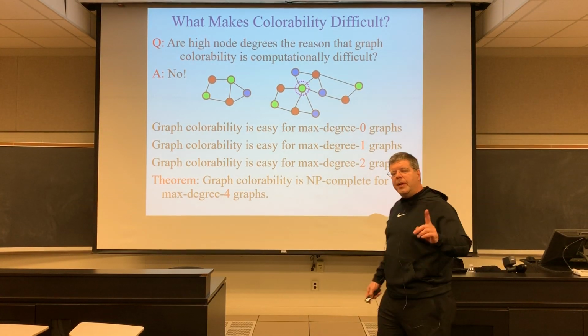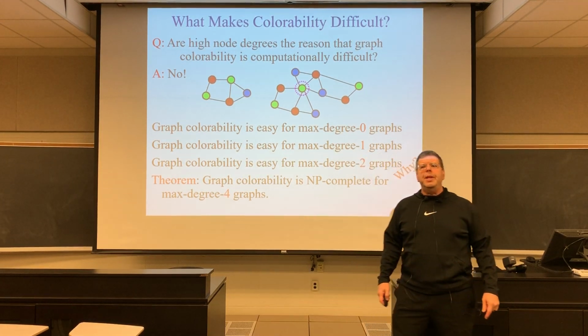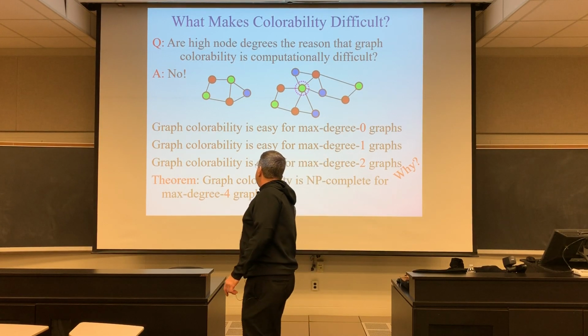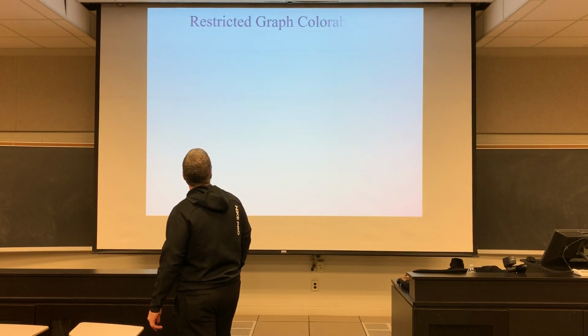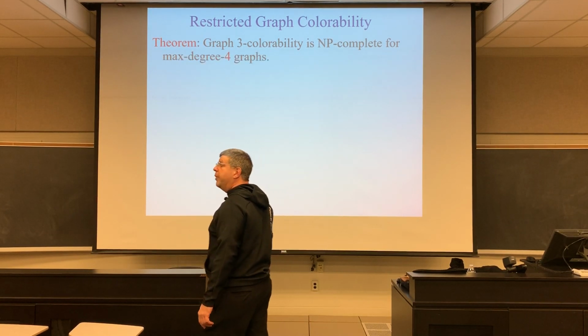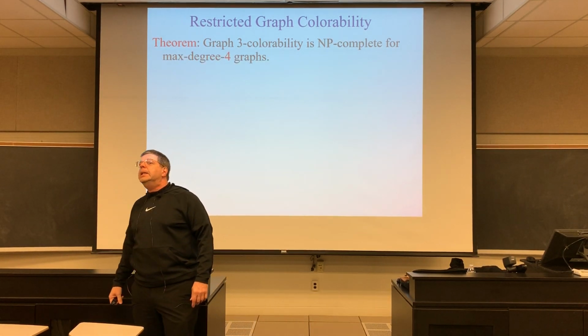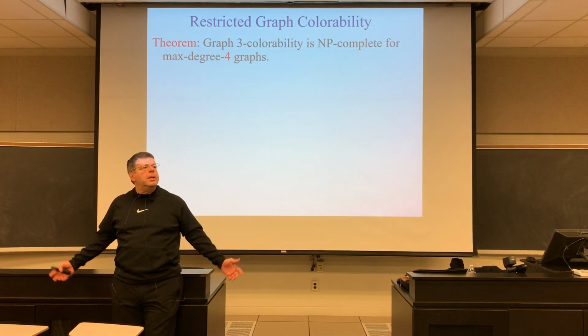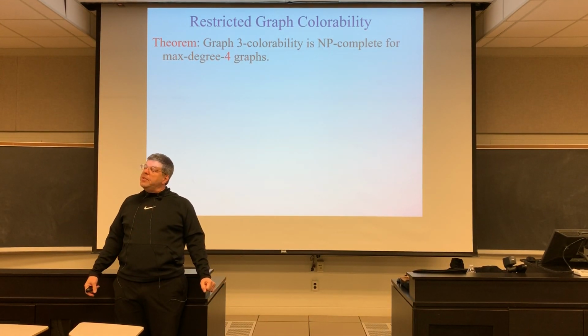I'll leave it up to you what happens with degree 3. I left that out. For extra credit, tell me what the situation is with degree 3. Is it polynomial time solvable? Or is that already also NP-complete? But now, we're going to show that graph 3 colorability is NP-complete for these maximum degree 4 graphs. So solving maximum degree 4 colorability is as hard as solving arbitrary colorability of any degree, which is very interesting.